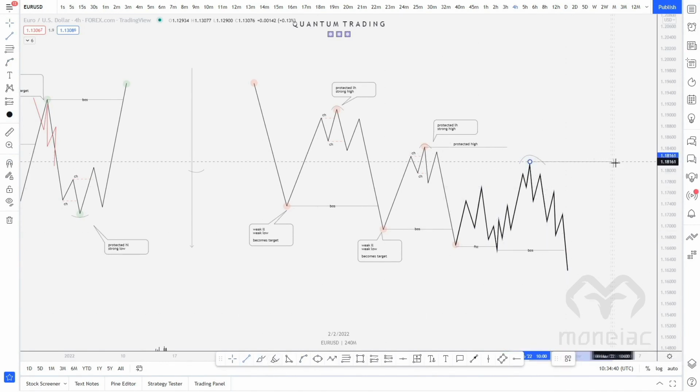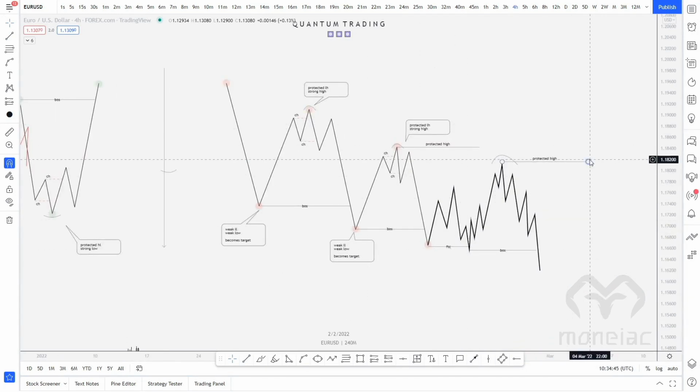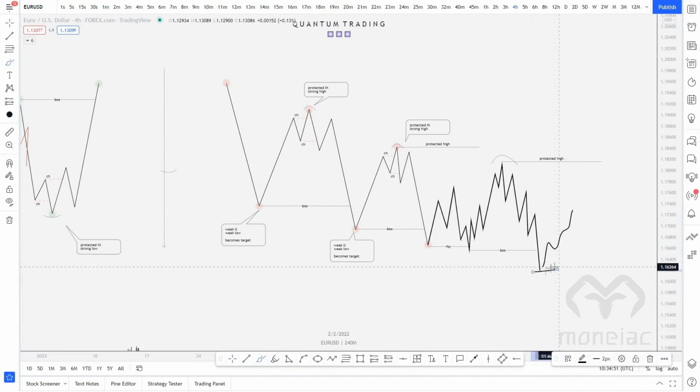And again, the same thing applies. As long as this trend remains bearish, we have an expectation that the protected high should not get run, and that we have a weak low, that the weak low should get run. We expect to see a new lower high in the market before we break structure, take the weak low, and the protected high doesn't get run.